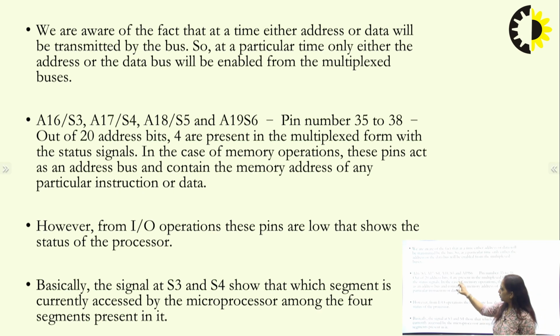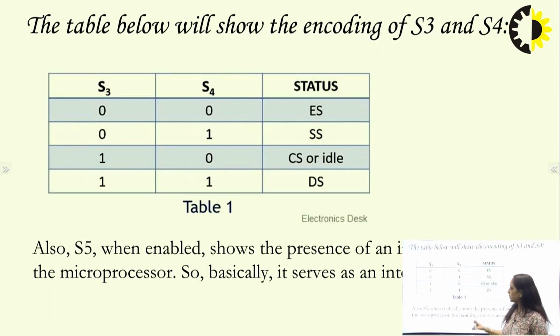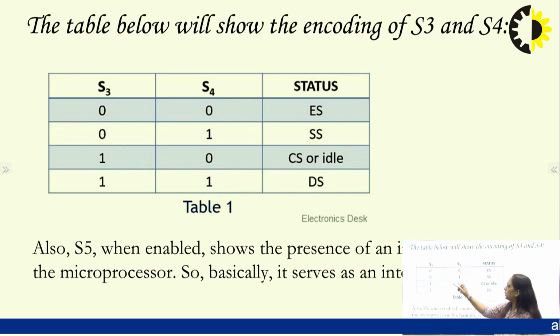Out of these 4 status signals, S3 and S4 are used to select the segment. So this is the segment table. S3 and S4 are used to tell the status of the segment. If S4 is 0, S3 is 0, we use extra segment. Then for 0, 1, we use stack segment. For 1, 0, when the value of S3 is 1 and the value of S4 is 0, we use code segment. And for 1, 1, we use data segment.